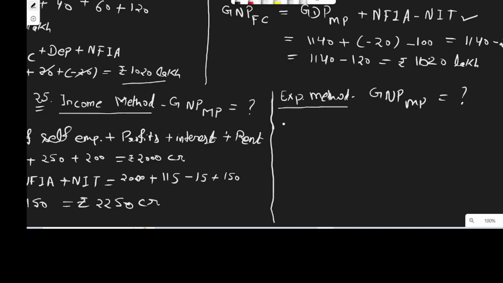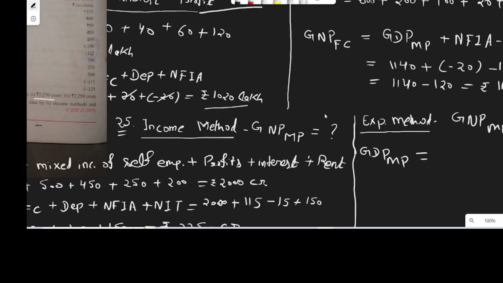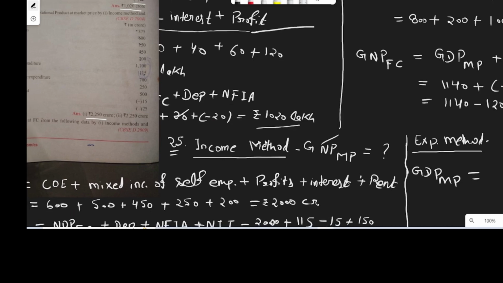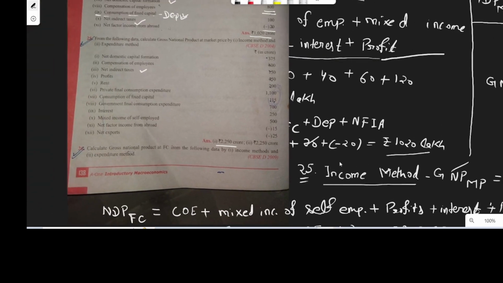You remember, I think we use GDP at MP. And the general formula is private final consumption expenditure, government final consumption expenditure. Okay, let us see, are we given them? We also need to check it. The question, are we given private final consumption expenditure? Yes. Government final? Yes. Are we given gross domestic capital formation? No, we are given net domestic.